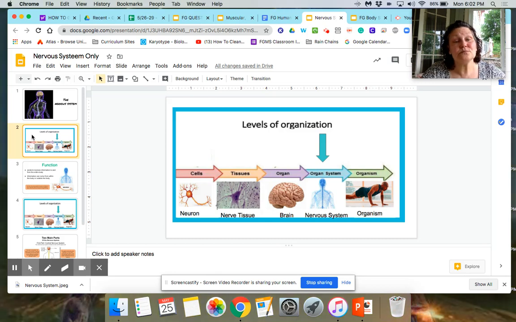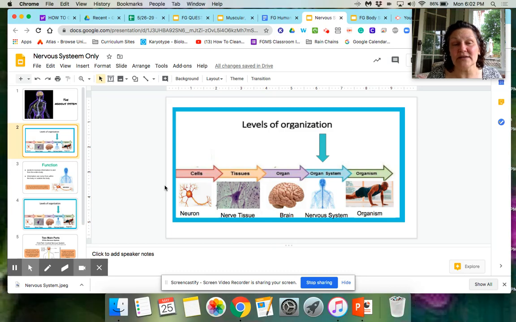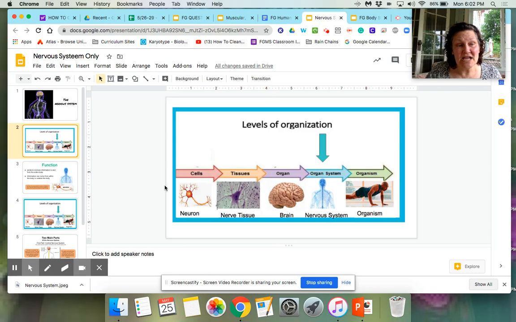Now, this is where it starts in terms of living things. But remember that back here, right before cells, we have atoms, and then atoms come together and they make molecules. But they're non-living, which is why I'm not dealing with this part today. Okay, so let's go on.